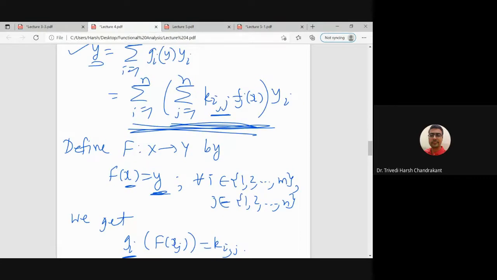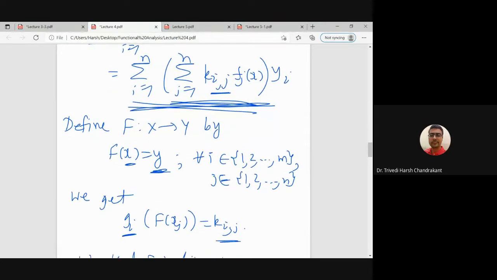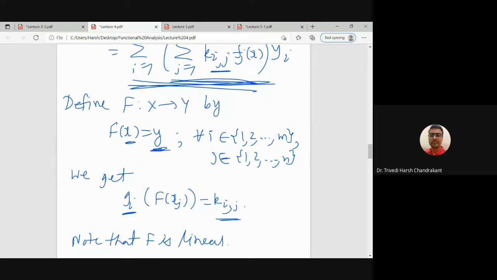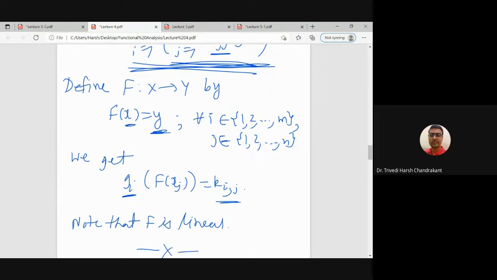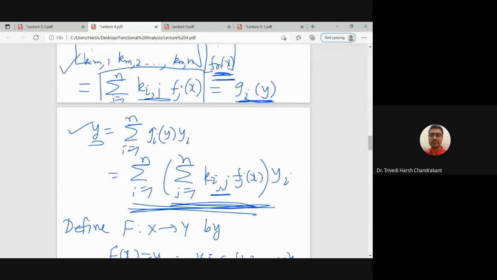This is a linear function that we can verify easily. Just take x and x dash, and we can verify f(x) plus f(x dash) is equal to f(x plus x dash). Similarly, scalar multiplication is also satisfied. In particular, we get that the ith coordinate of f(xj) is actually kij.